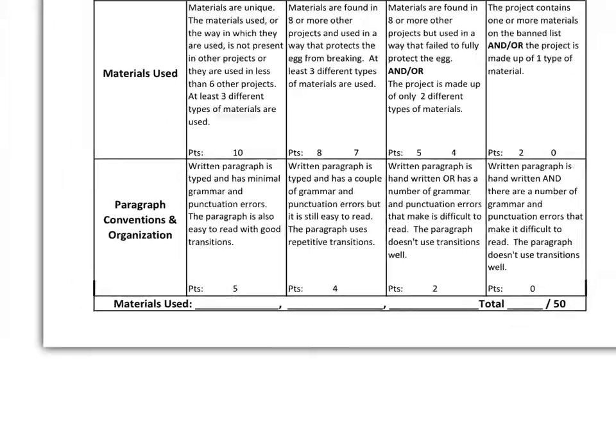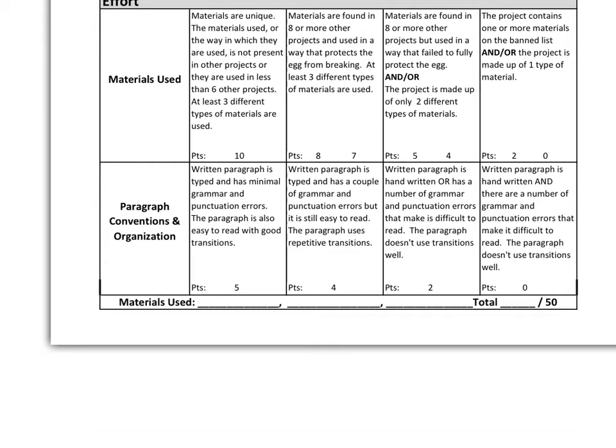And the last 5 points, the 5 points that was not shown on the other paper, is paragraph conventions and organization. It's just, did you use proper grammar and punctuation? And I know I'm not great at that, so odds are I'm not even going to know. But anyways, it has to be written in a paragraph, and it says the paragraph is easy to read with good transitions. So try to stay away from a situation where you're just using the same repetitive transitions as you're writing.